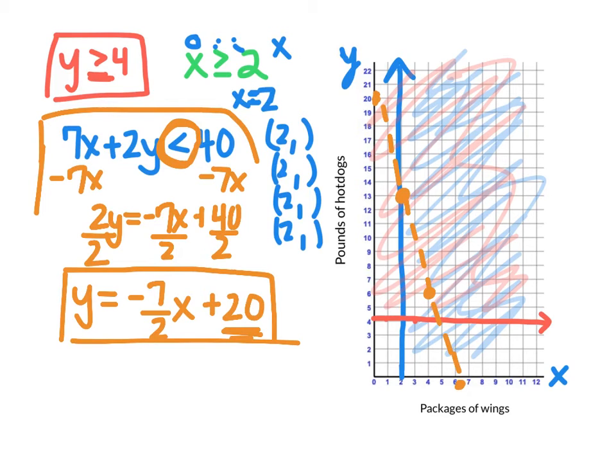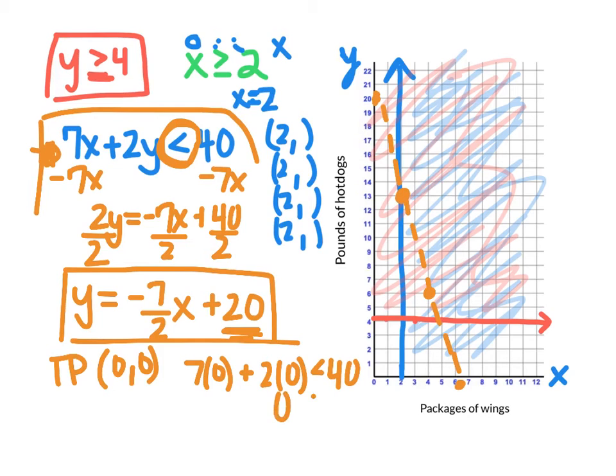Now I need to do a test point to see where the shading is for that orange line. So I'm going to, again, test 0, 0. I'm going to plug it in the original, so back in that original blue one. So I'm going to do 7 times 0 plus 2 times 0. Is that less than 40? Well, that 0 is less than 40. That is true. So that means I am going to be shading, if I grab my highlighter, down in this part, below the orange dotted line.